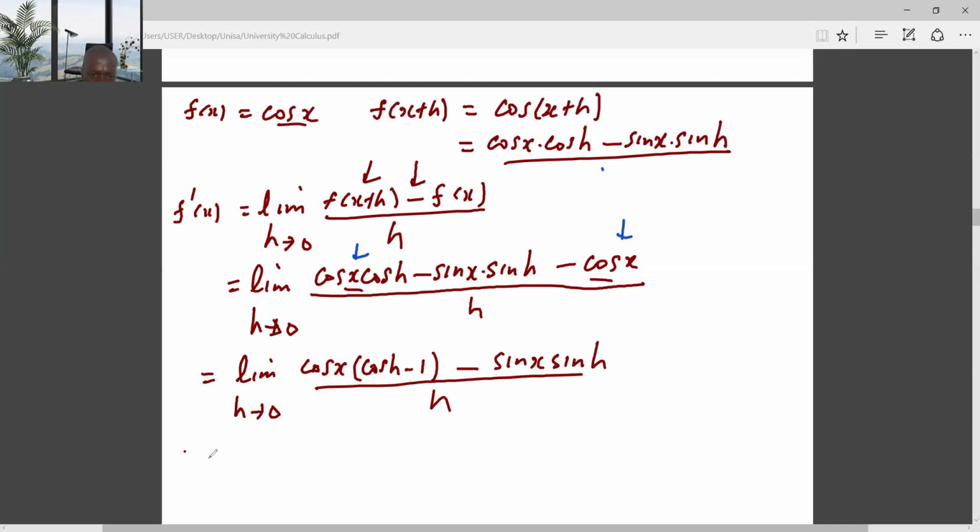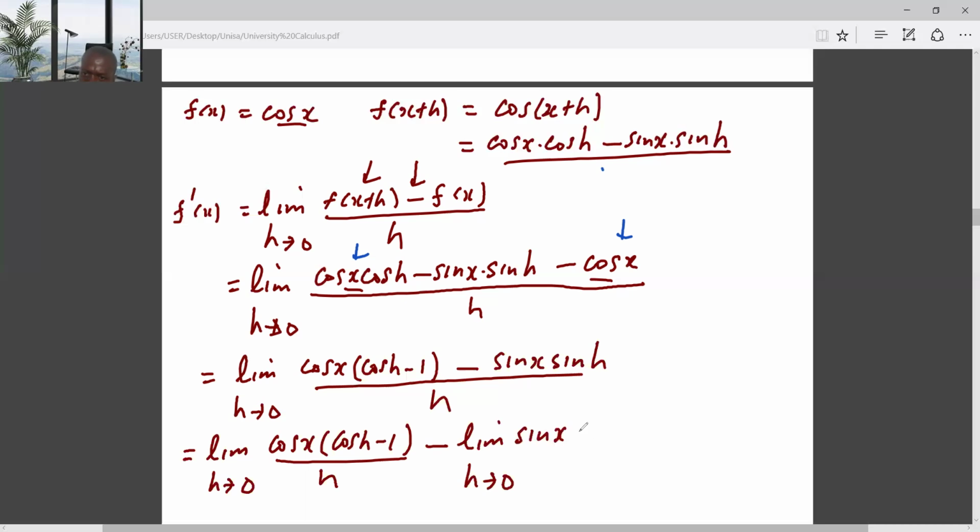Let's split them. The limit when h approaches 0, this will be cos x times (cos h minus 1) over h. And we do the same here. We put limits again, minus the limit when h approaches 0 of sin x sin h over h. I just divided by h on both sides. And from here, I have to take the cos x outside the limit, even this one outside the limit. So what is going to happen here?